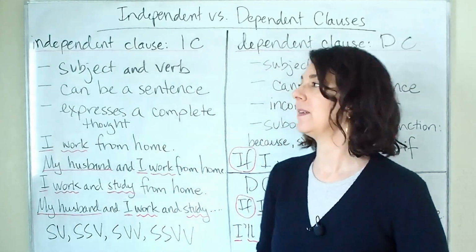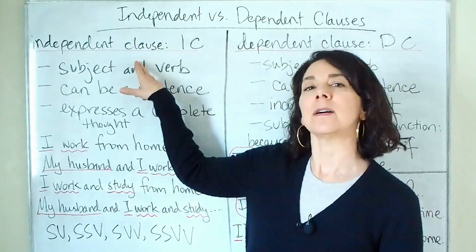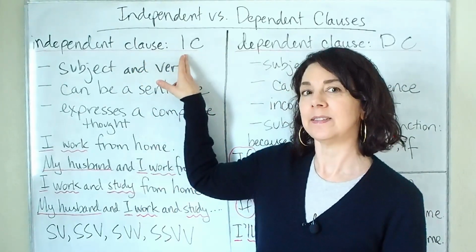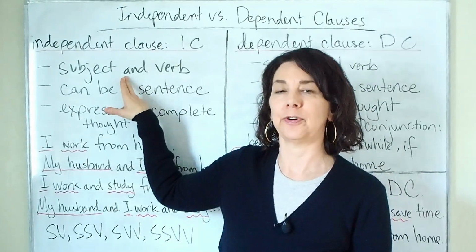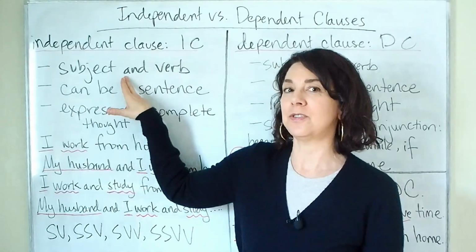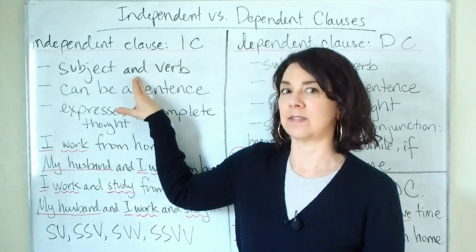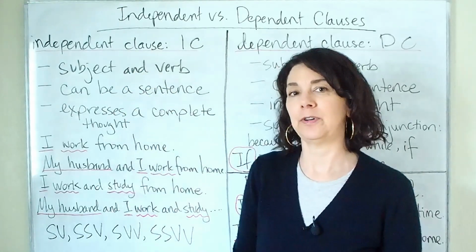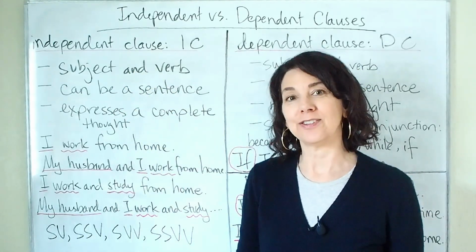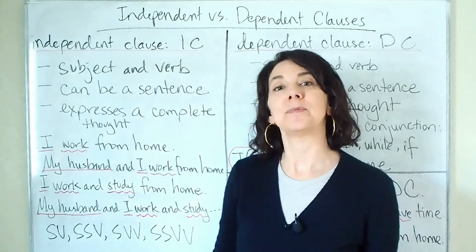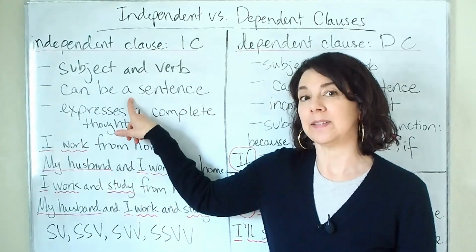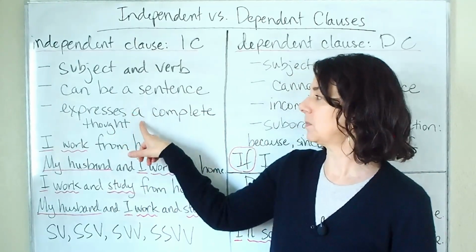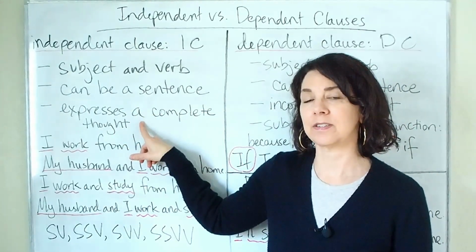First, independent clauses. An independent clause, we're going to use the abbreviation IC, and notice that this always has a subject and verb. But I want you to know that all clauses have a subject and a verb. That's what makes a clause a clause. It has a subject and a verb. An independent clause also can be a sentence by itself, and it expresses a complete thought.